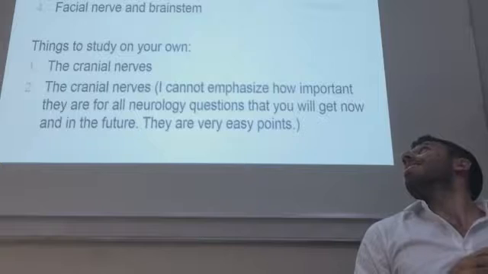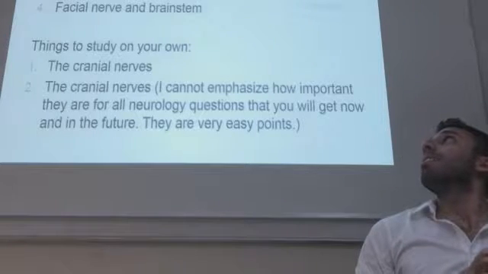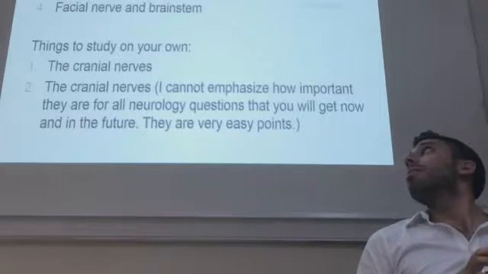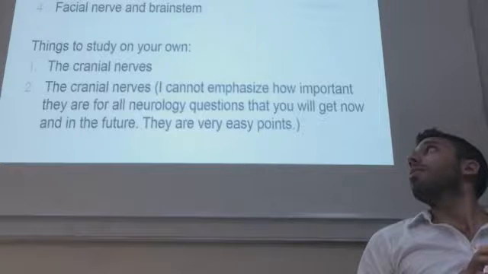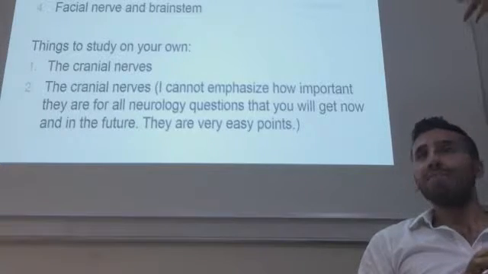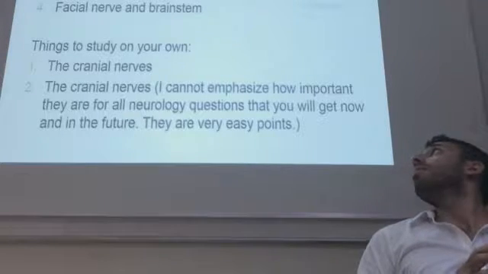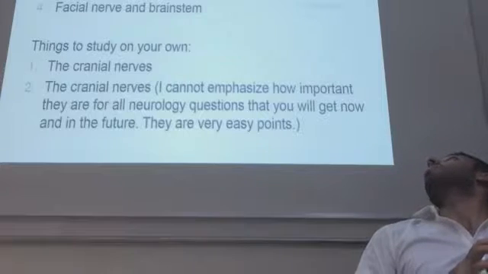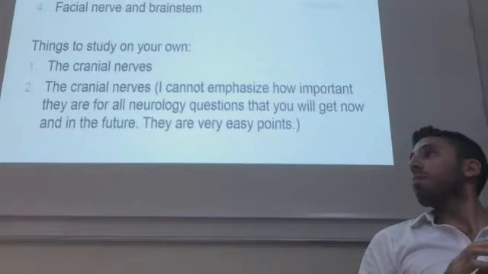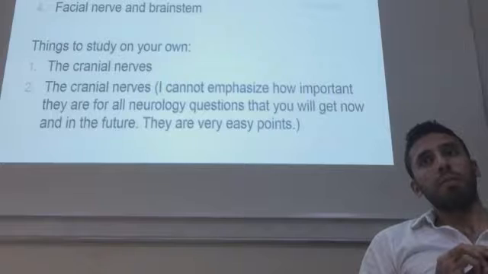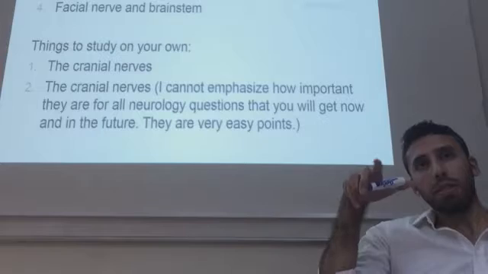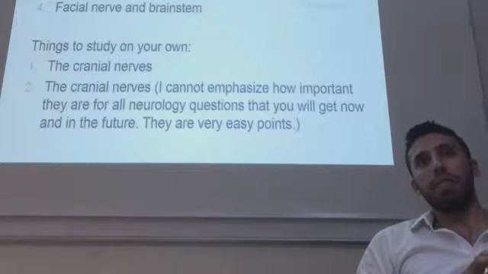So this is what we're going to teach you: spinal tracts and their lesions, strokes, visual field defects, the facial nerve and the brainstem, and then things to study on your own. I can't emphasize this enough. Know what each cranial nerve does, not just for this test, but for every test in the future. They're some of the easiest points you can get. Make sure you know them, okay? Make flashcards, do Anki. And which foramen they come out of. Which foramen they come out of.